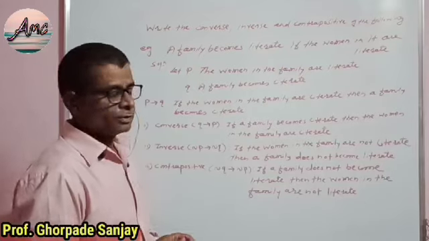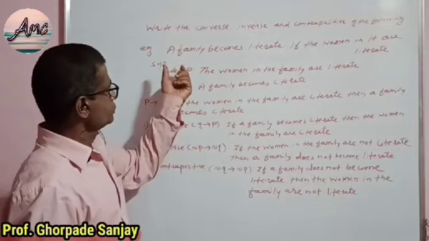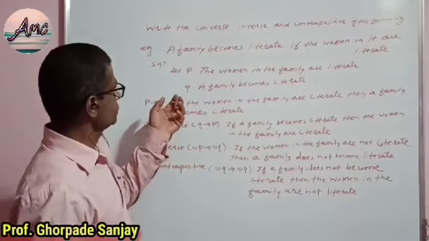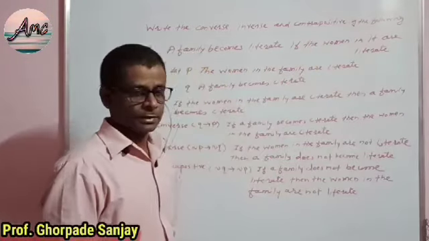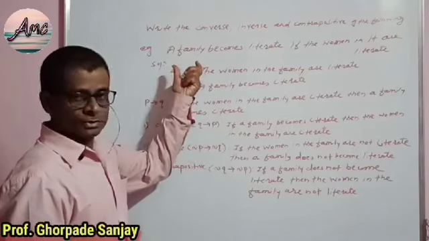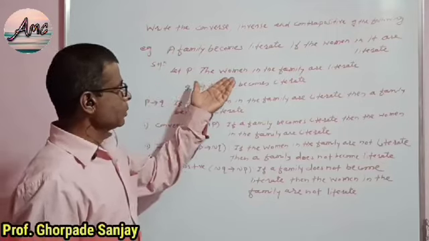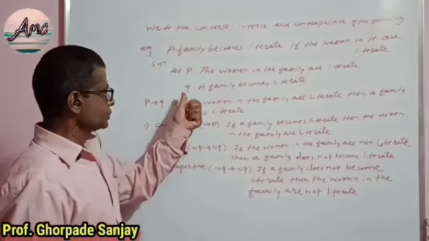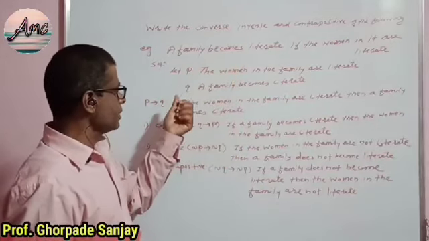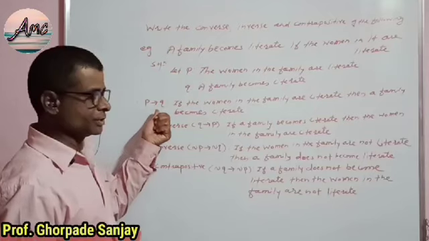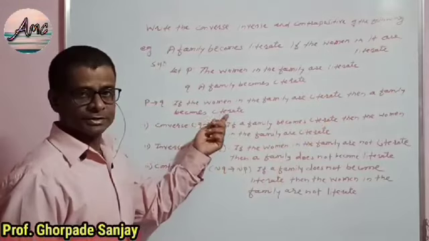Take one more example on converse, inverse and contrapositive. The conditional statement is like this: a family becomes literate if the women in it are literate. So let us split this conditional statement into two simple statements. Say statement P, the women in the family are literate. Statement Q, a family becomes literate. Then the given statement in symbolic form can be written as P conditional Q. If the women in the family are literate, then a family becomes literate.